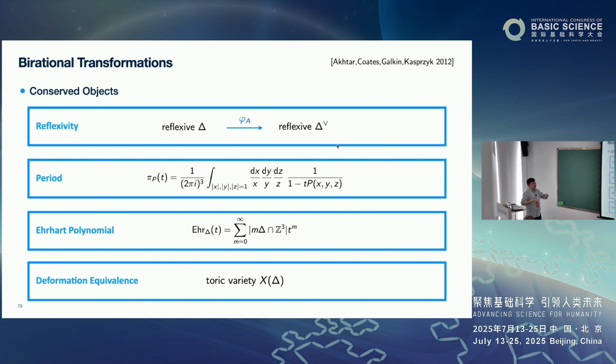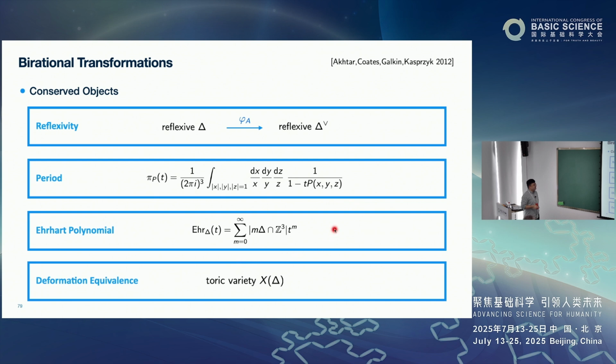And within the same equivalence class under these birational transformations, the so-called period integral of the associated toric variety is also preserved. And we know this period integral is related, in the case of toric Calabi-Yau fourfolds, to partition functions of associated gauge theories, including partition functions counting Donaldson-Thomas invariants. So this is something interesting to look at from a mathematical point of view.